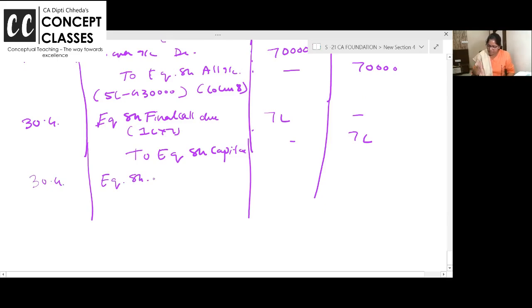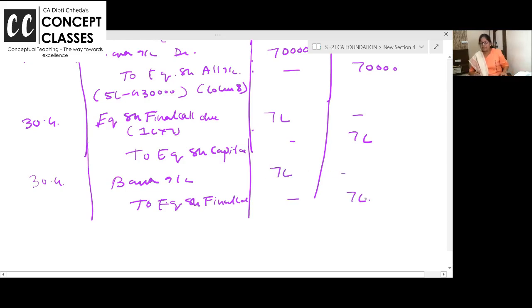Equity, then final call is received. Bank account debit, equity share final call, 7 lakhs, 7 lakhs. Equity share final call due to capital, and bank to equity share final call. Clear है या नहीं आप सबको? Final call में if there is any call in arrears we will write, but there is nothing.